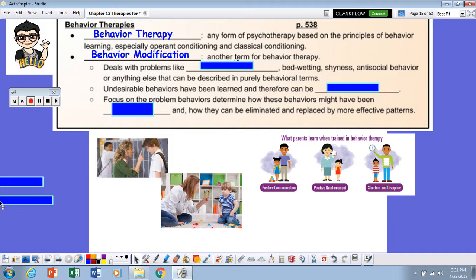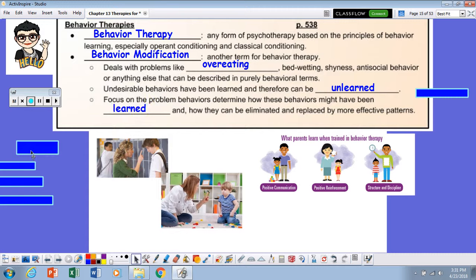Behavior modification is another term used for behavior therapy, and it deals with problems like overeating, bedwetting, shyness, antisocial behavior, or anything that could be described in purely behavioral terms. Undesirable behaviors have been learned and therefore can be unlearned. The focus is on the problem behaviors, determining how they might have been learned and how they can be eliminated and replaced by more effective patterns.